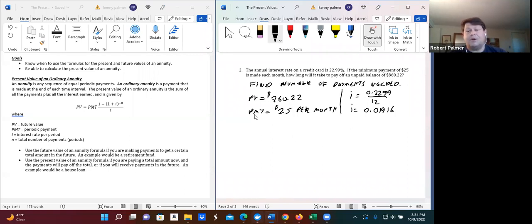Now, of course, our n is what's unknown. We want to find the n. So let's plug all this into our formula. 860.22 is equal to 25 times 1 minus, and this will be 1 plus i. So i is this: 1.01916 raised to the negative n, over i, which is 0.01916. Okay, now if you notice, what we're trying to find is in the exponent.